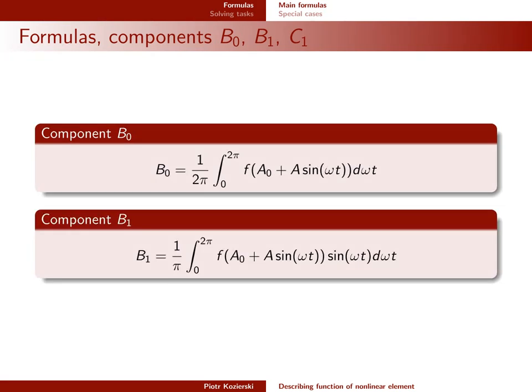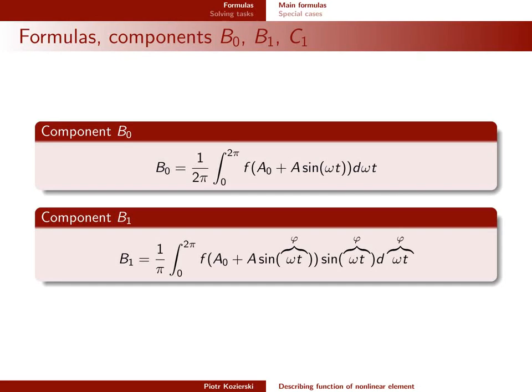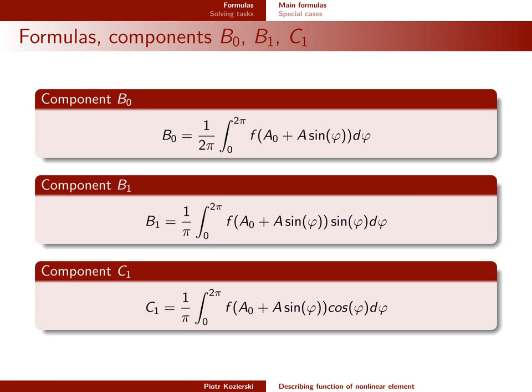The formula for the b1 component is almost the same as for the b0 component. The only difference is the coefficient before the integral and the fact that the integral is calculated from the same function but multiplied by the sine. The product of angular velocity and time can be replaced by angle phi. And the last component c1 differs from the component b1 only in that the function in the integral is multiplied by cosine, not by sine.